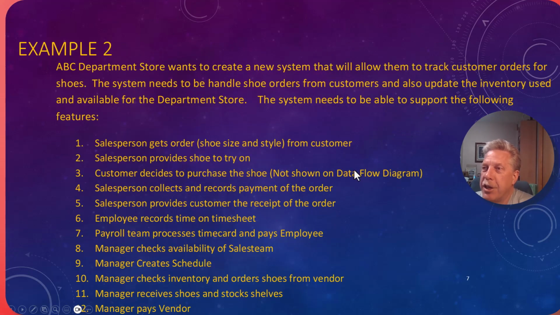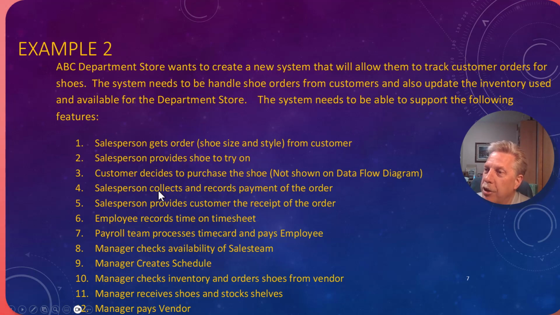I've got another example of a department store that sells shoes. And you can tell, obviously, here we also have to manage the inventory. So we basically sell the shoe to the customer. The customer comes into the store and says, I have a certain shoe size and style that I want. The salesperson goes and finds that shoe. The customer decides to purchase. In this case, that's not actually shown on the diagram. That's just a decision that they make.